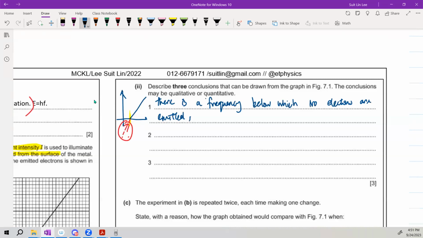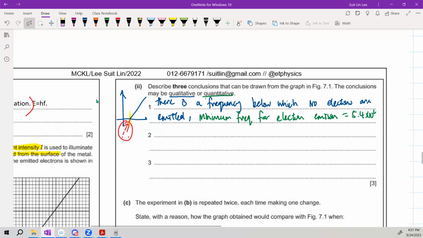They say it can be qualitative or quantitative. So I will write the qualitative in blue, and I'm going to write the quantitative in green, but they are the same point, okay? So you could say that the minimum frequency for electron emission is 5.4 times 10 to the power of 14 hertz. This value here. You write one of it enough already, okay?